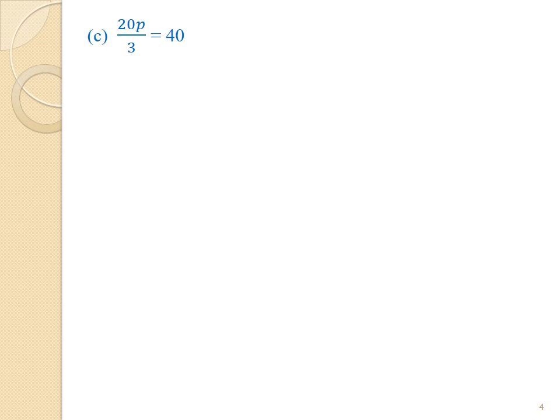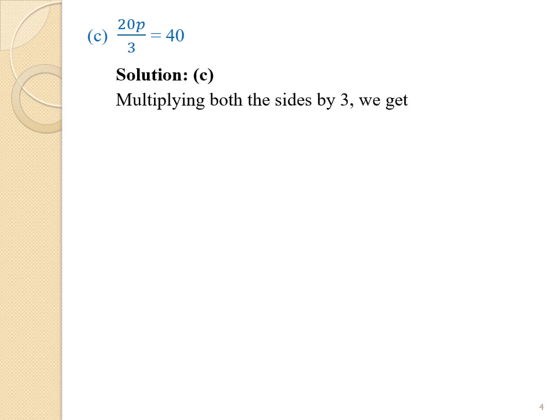First, we have to multiply both the sides, that is 20p upon 3 by 3 and also 40 by 3. Then, we have to divide both the sides by 20. So, let's solve sum C and find the solution of this equation. Multiplying both the sides by 3, we get 20p upon 3 multiplied by 3 equals to 40 multiplied by 3.